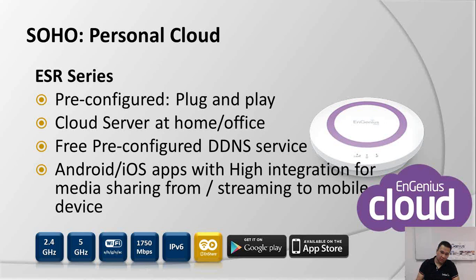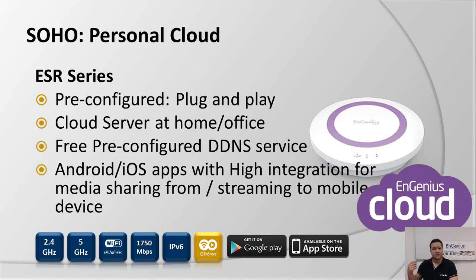And if you don't want anyone to be able to access that, then you can just disconnect your USB from your router, and you literally have all your information in your hand. Okay, so with the USB, you can have this cloud server at home. And like I said, it's pre-configured even to plug and play, but it also has a pre-configured DDNS service inside.